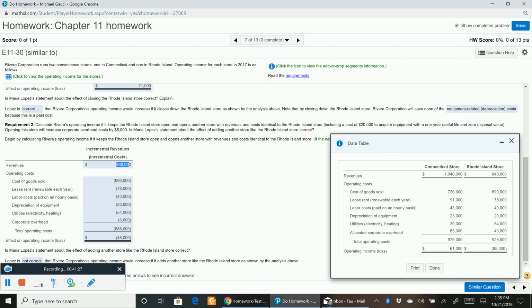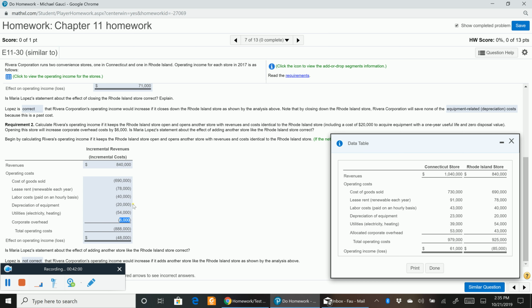So we'd gain $840,000 in revenues, just like the Rhode Island store would. We'd have the same cost of goods sold of $690, same rent of $78, same labor cost of $40. We'd have the depreciation on the equipment of $20. Remember, one-time cost, $20,000. It's got a 1-year life. We'd have utilities of $54. And instead of overhead of $43, we stated up here that we would actually increase overhead by $6,000. So we'll take the $6,000.